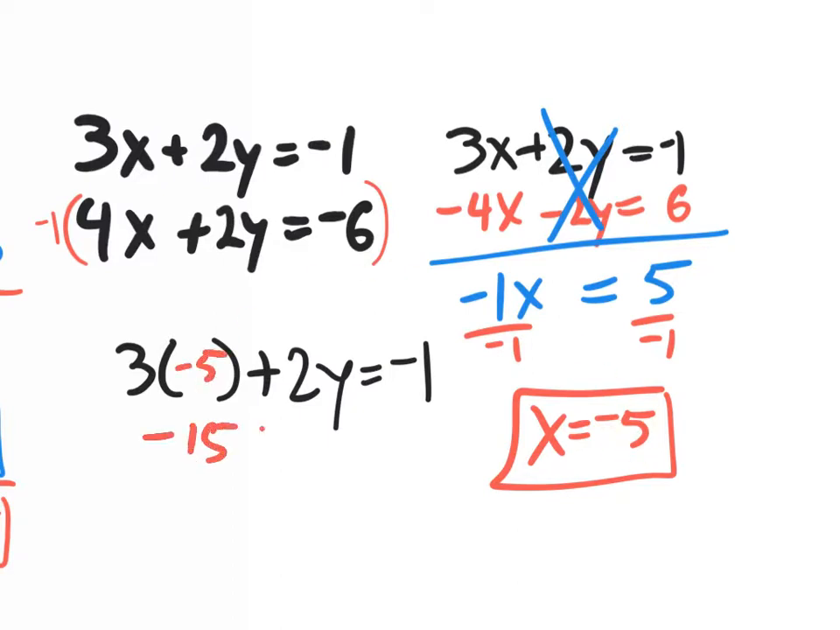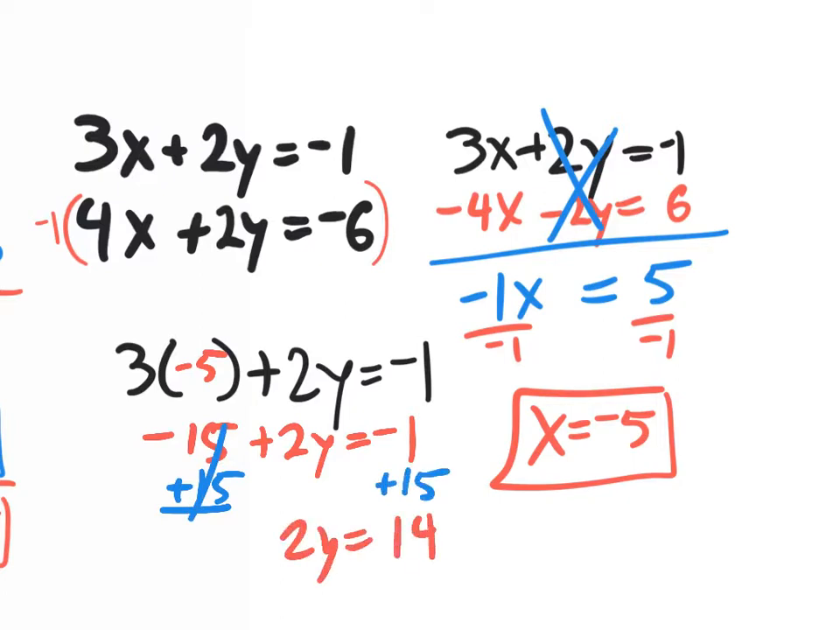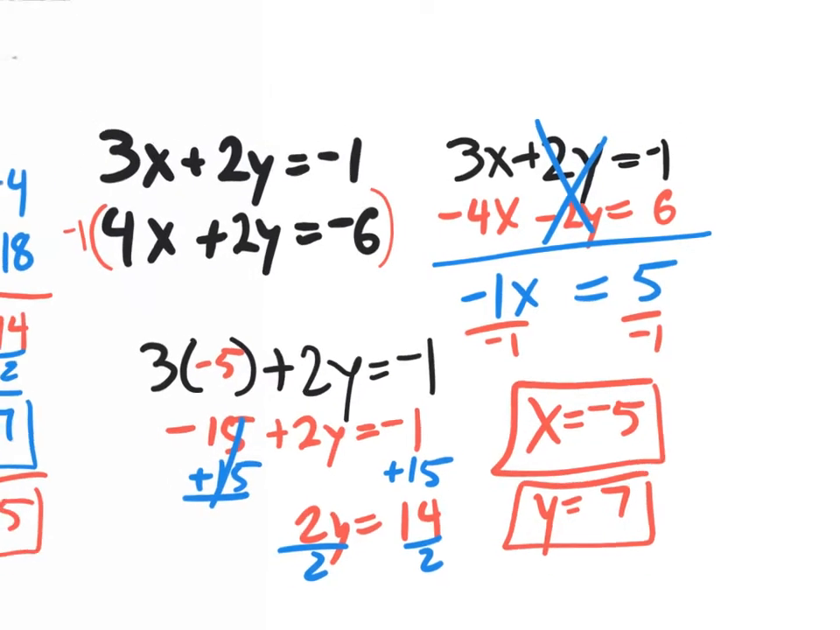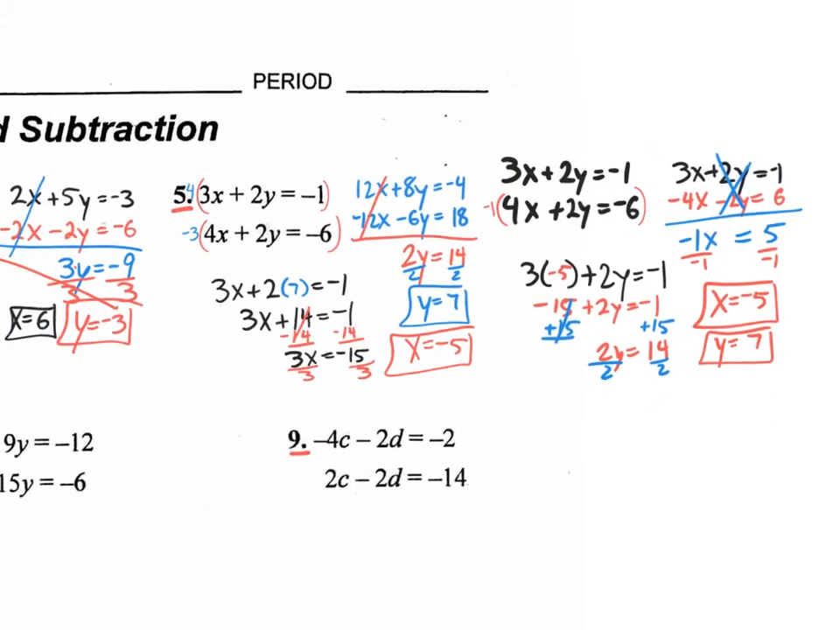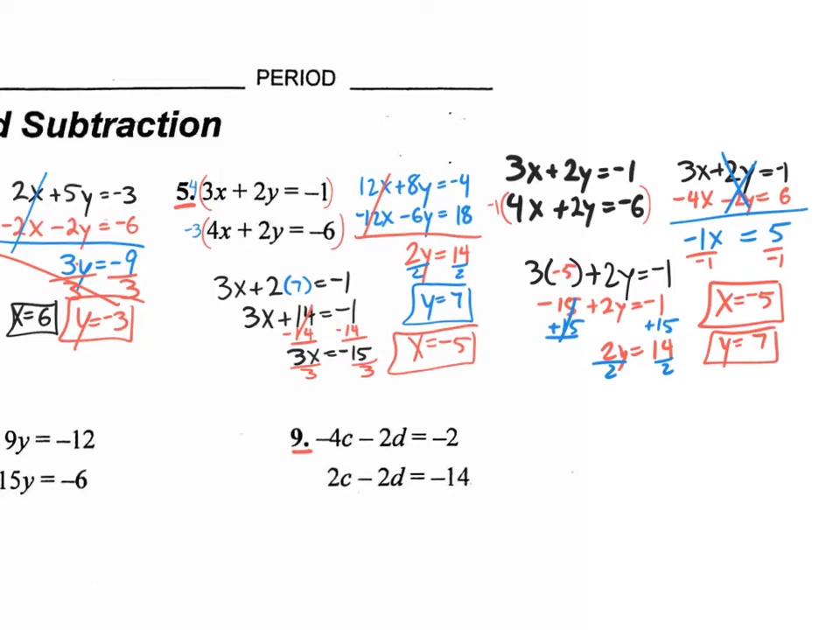Negative 15 plus 2y equals negative 1. So I would add 15 to both sides. So you get 2y equals 14, which means that when you divide by 2, your y value equals 7. Same exact answer, it's just done a lot faster. So it's better to think about it first, what you want to cancel.